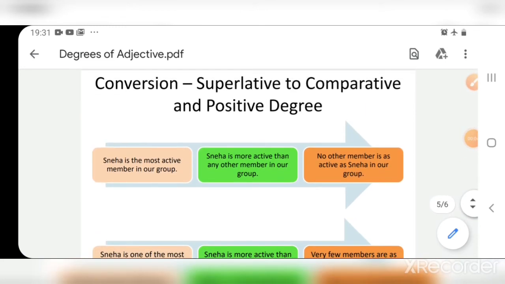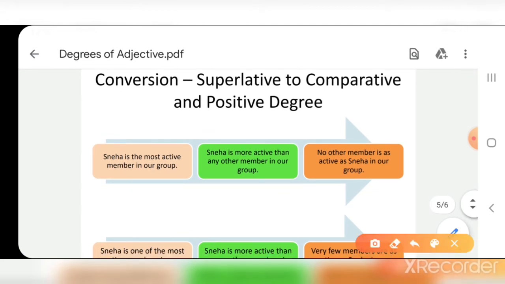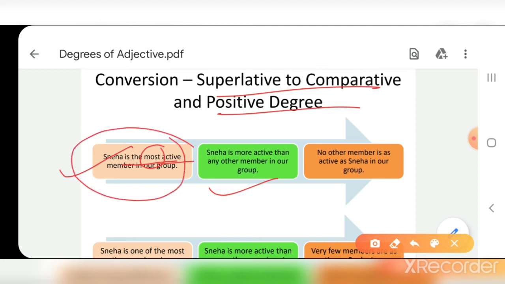Now let's learn conversion, from superlative degree to comparative and positive degree. That means a superlative degree sentence we can write or speak in comparative and positive degrees without actually changing its meaning. First example is, Sneha is the most active member in our group. As I said, we use the, then most before an adjective, or est after an adjective. So it is a superlative degree sentence.